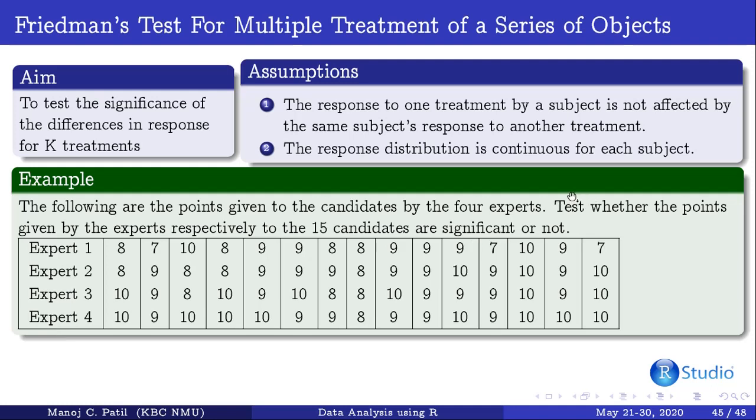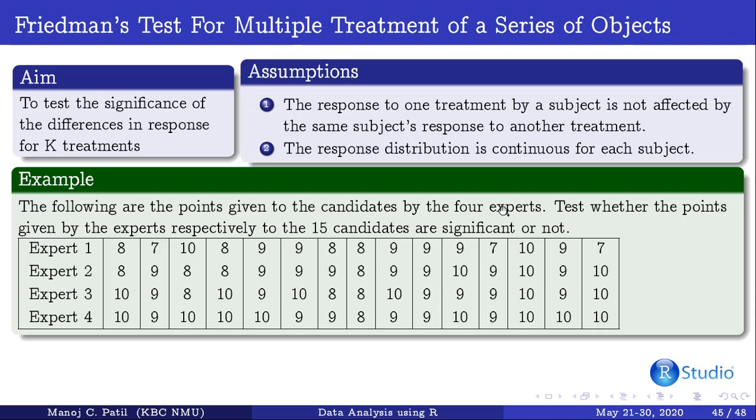So test whether the points given by the experts to the 15 candidates are significant or not. Here we can observe that the scores are 7, 8, 9 or 10. So that is the discrete case. Definitely they are not continuous or normality-following observations.